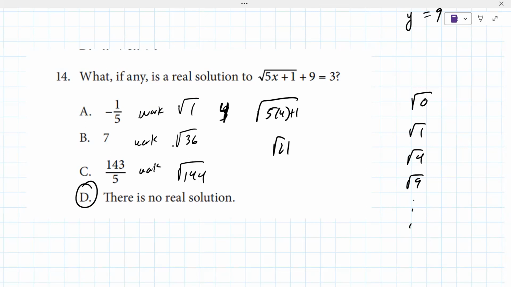How did you get that? The only way to get to 3 when you're adding 9 is if this number is less than 0, but the range of the square root of 5x plus 1 is always positive, or 0. The only way to get to 3 is if this were -6, and there's no way to make this a negative number, so there is no solution.